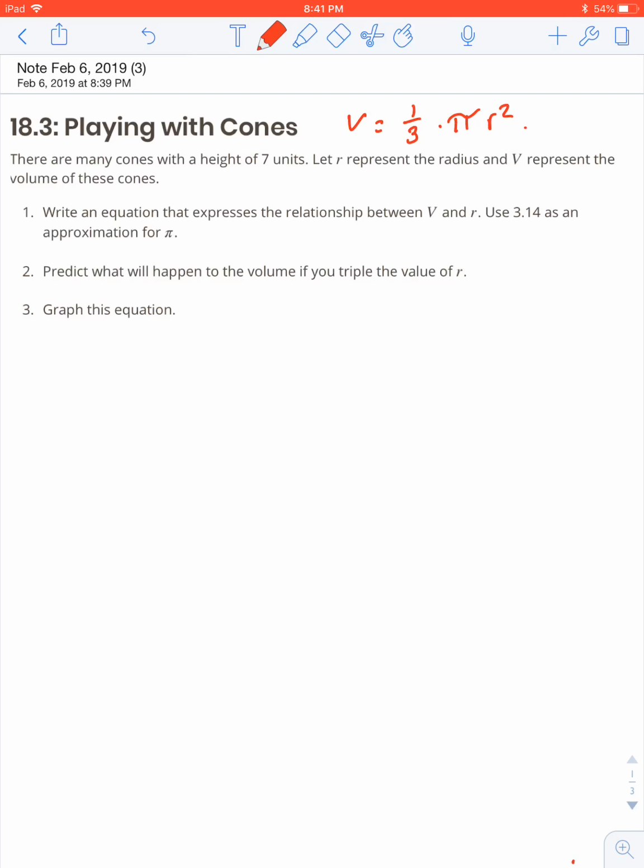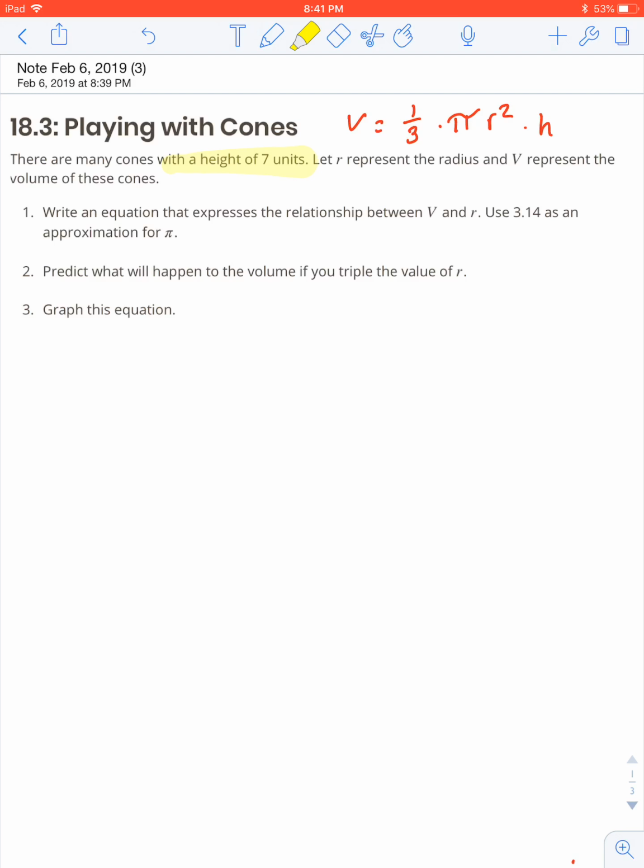So hopefully you recall from our past few days of work that our formula is volume is 1/3 times the area of the base times the height, okay? Now, that's our general formula. So this particular problem is having us figure out that there are so many cones with a height of 7.